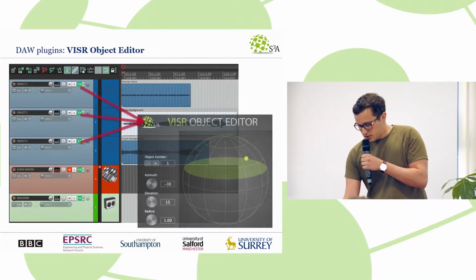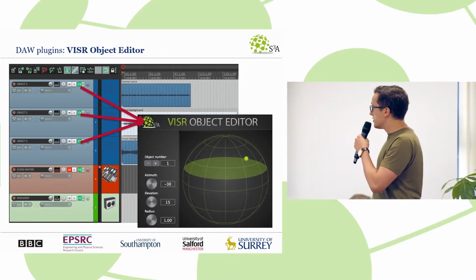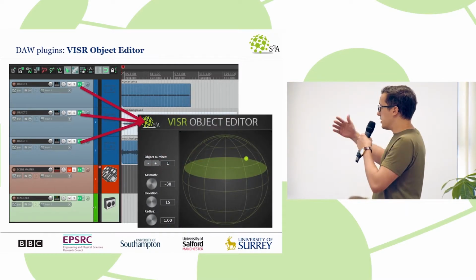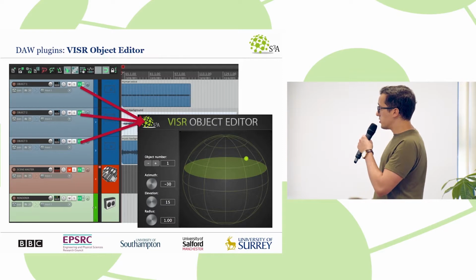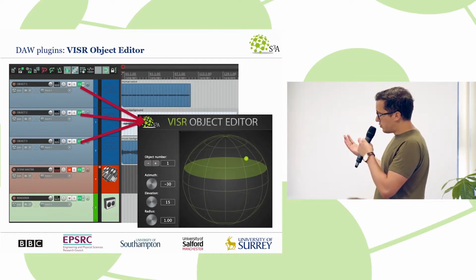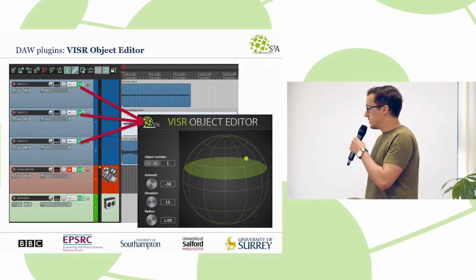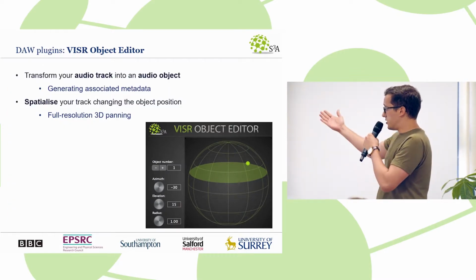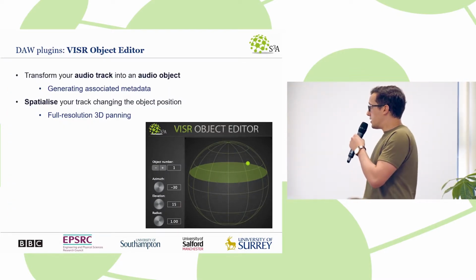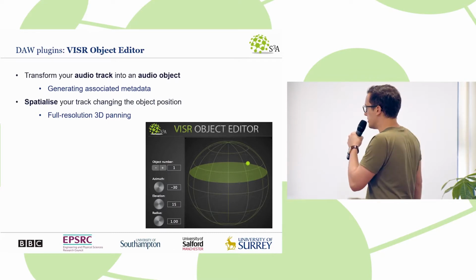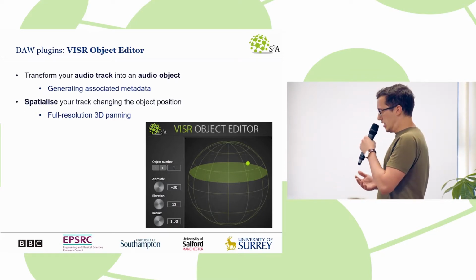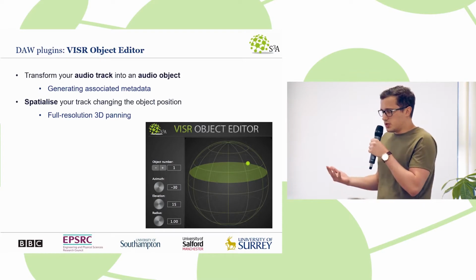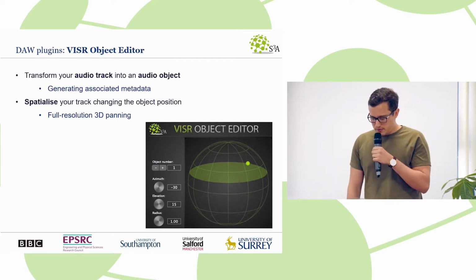The first of the plugins is called Object Editor, and it transforms each audio track in a digital audio station into an audio object. It does that by associating some metadata, which in this case are 3D panning automatable parameters, but in principle can be any kind of metadata, and in fact it can also be semantic metadata, for example.